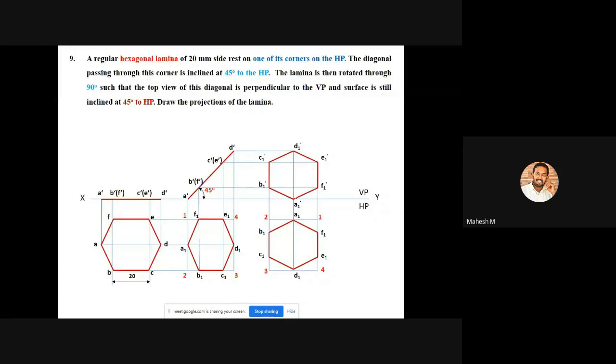I think I'm providing enough time for doing each and every class work. So for today's class, you will be having another class work. For that class work, you have to solve a single problem.